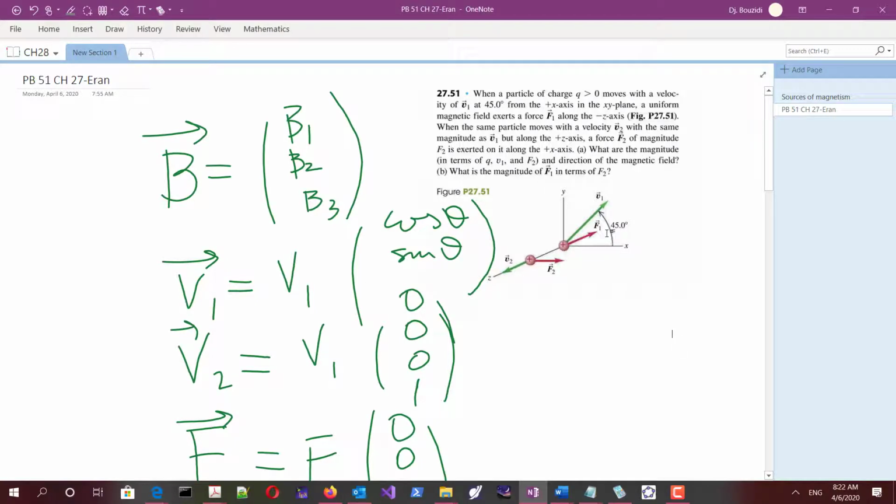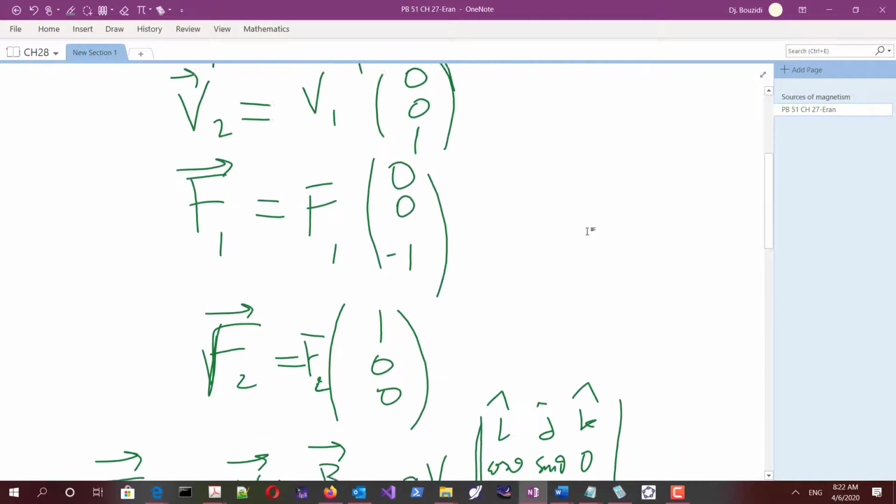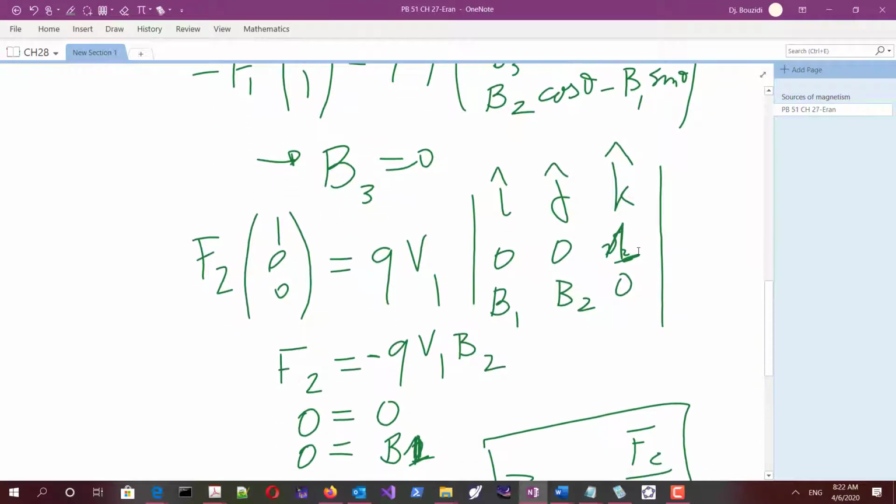One reason is because F1 is already in the z direction. So you can argue, hey, the magnetic field cannot be in the z direction, because the force is a result of V crossed with B. And if B were actually along the z direction, then we would have no component in here for F1, which is purely along that direction. So that fixes B3 at least. So we still have to deal with B1 and B2. Well, we go to F2.